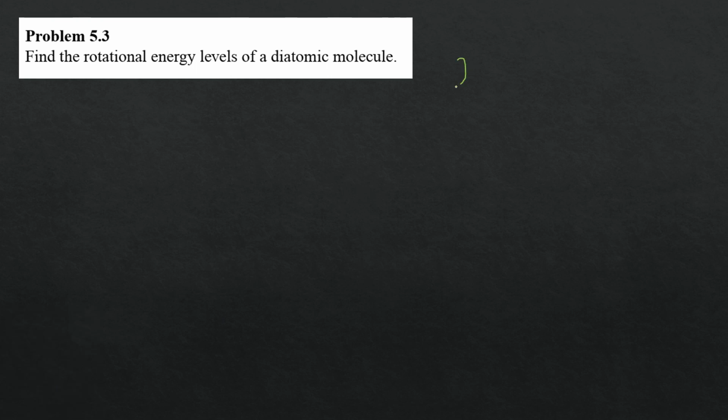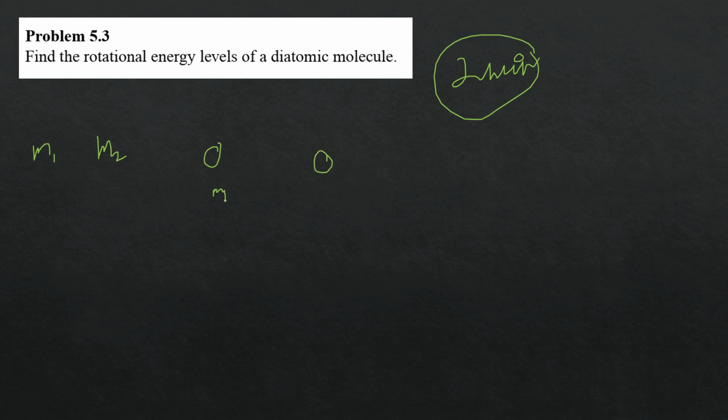First, take your 2 minutes and try this question out: rotational energy levels of a diatomic molecule. First, you have to consider two masses, since it is a diatomic molecule. The two masses will be M1 and M2. The distance between them will be the vector R. Let R1 and R2 be the distances from the center of mass.